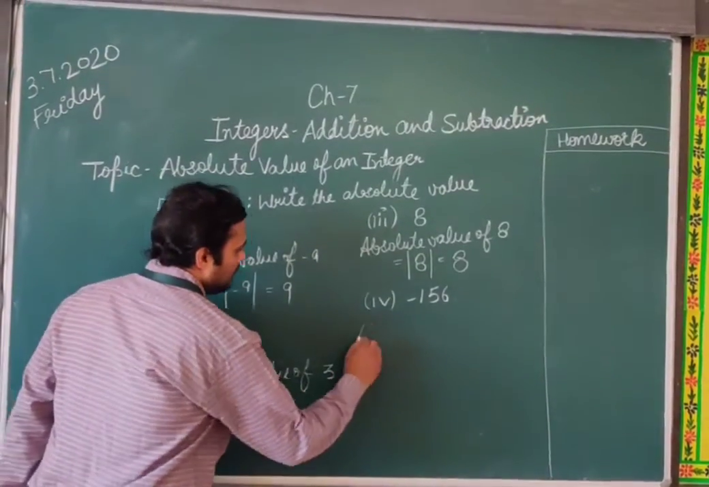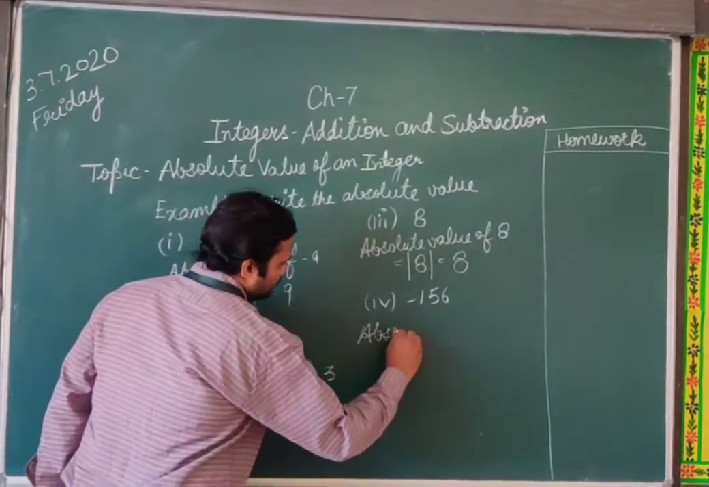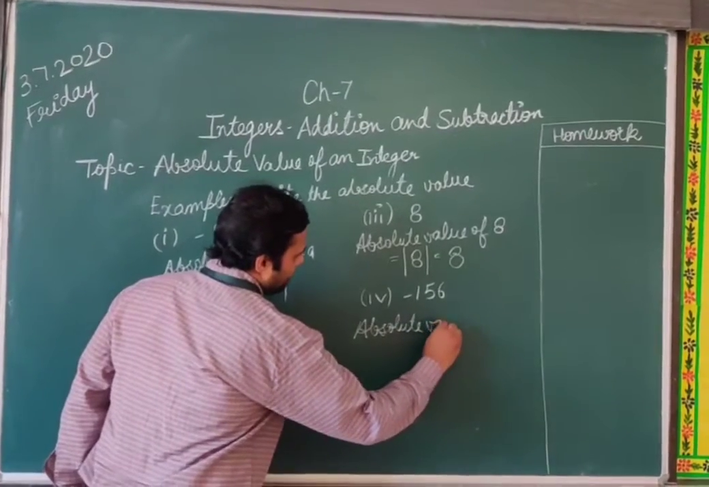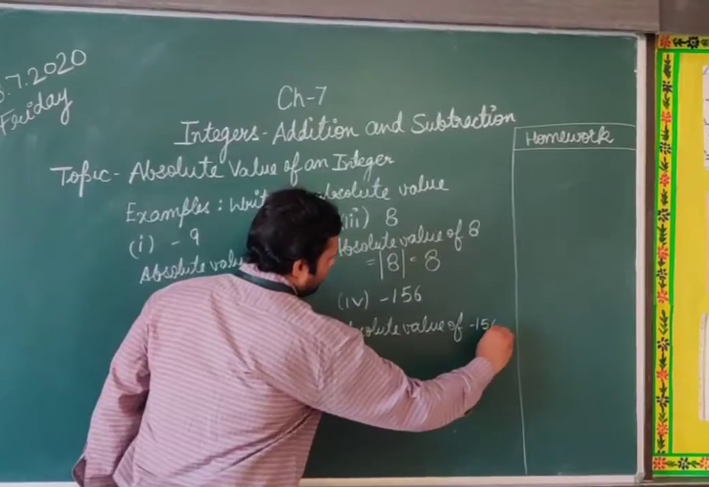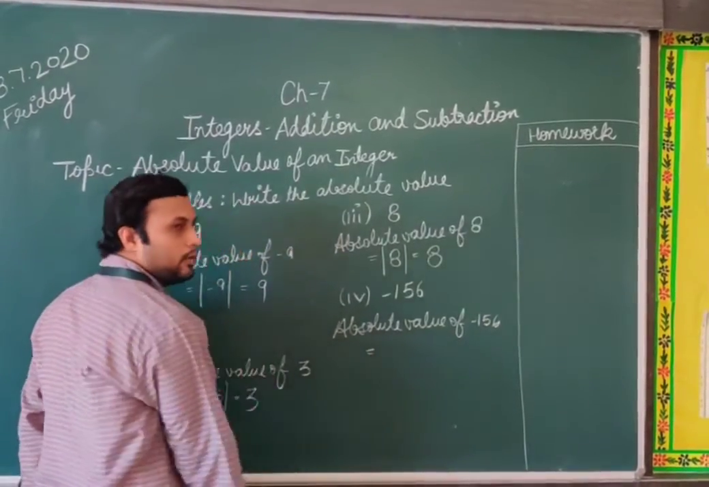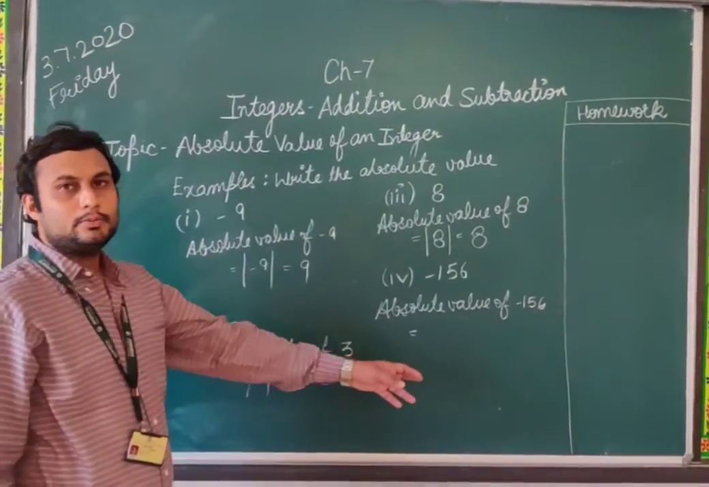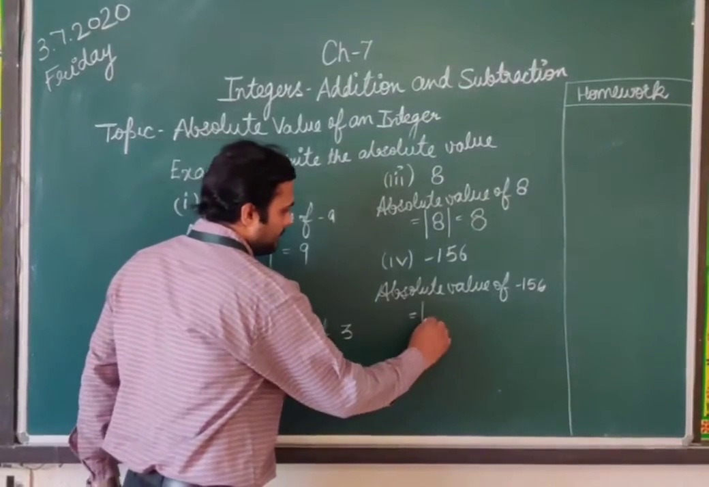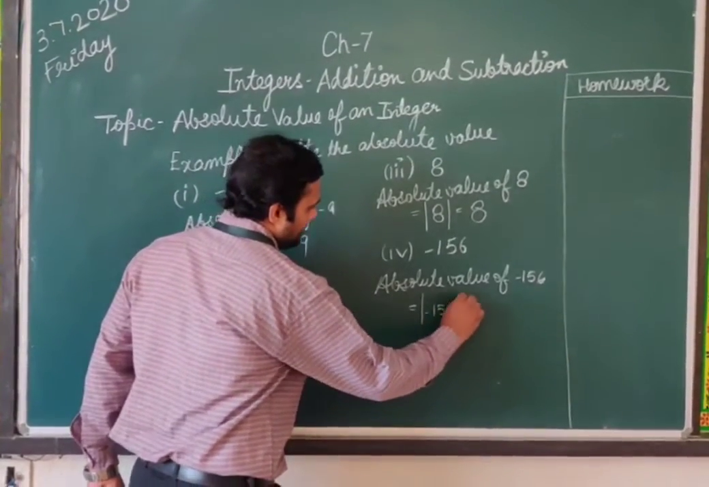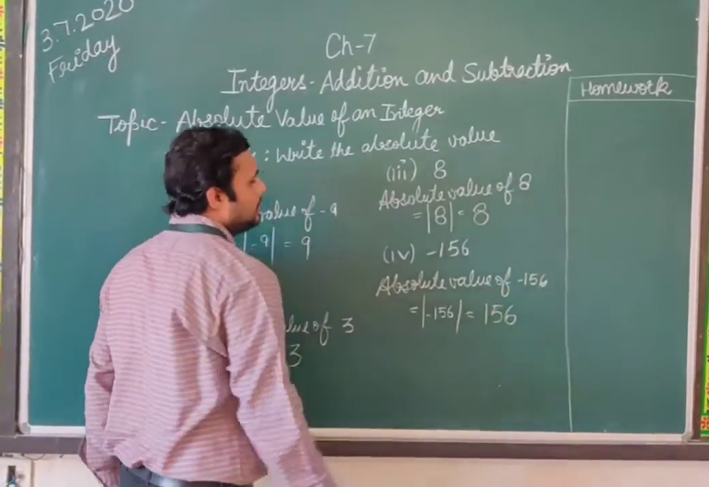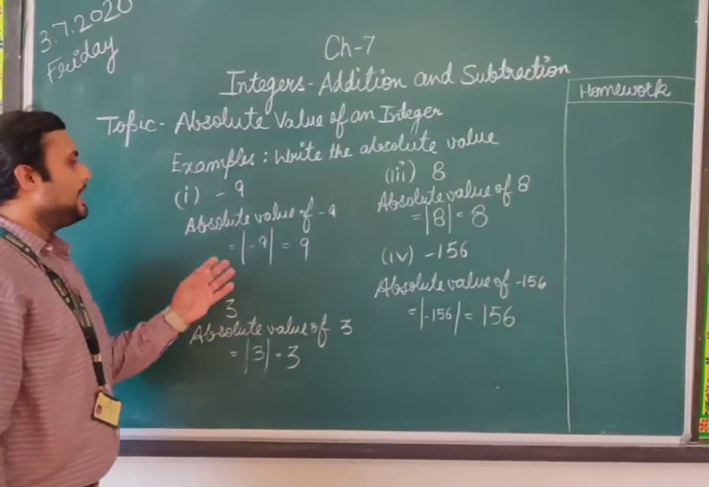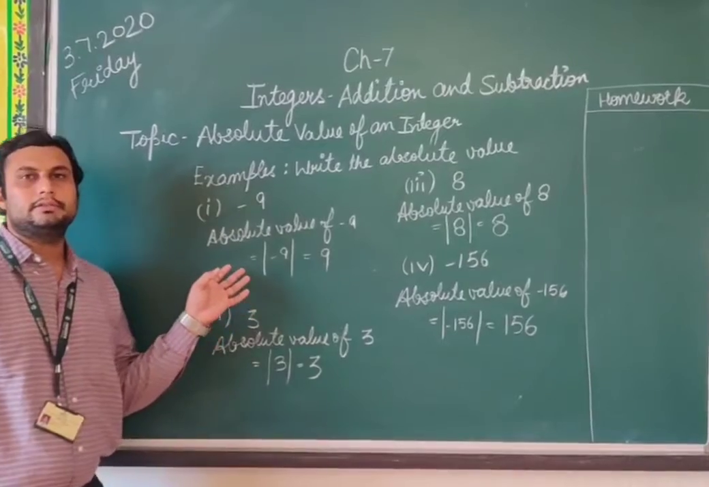-156. Absolute value of -156. What are we going to do? We are going to put it between these two lines and the answer will be 156. So this is the absolute value of an integer.